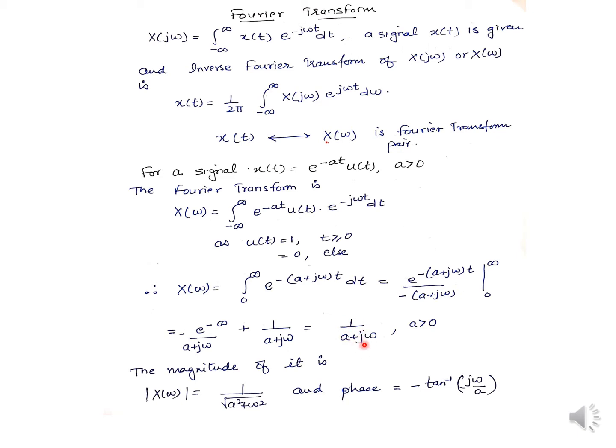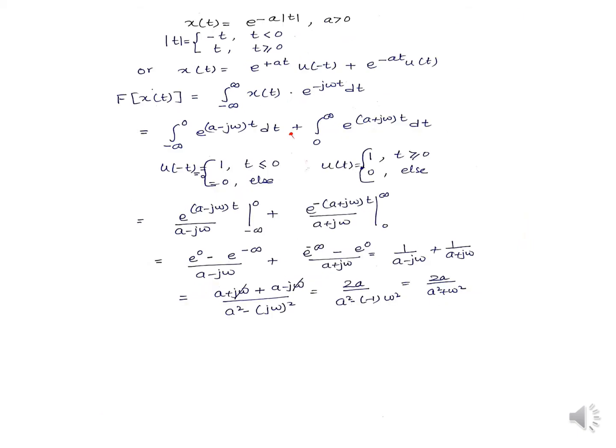Here there is a minus sign because when you change this signal, it will go up and it will become minus j omega divided by a square plus omega square. Take another example. If x(t) is equal to e raised to the power minus a mod of t. Again, this constant a is defined in a range a greater than or equal to 0.